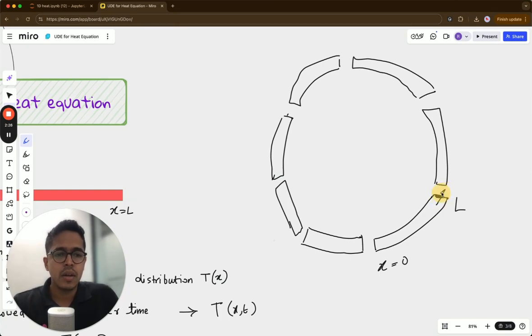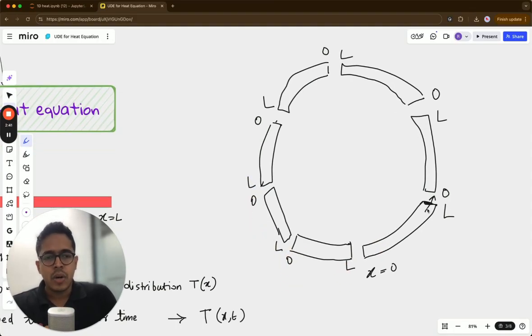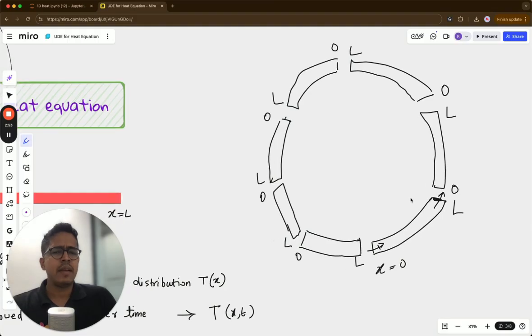it is going into this rod, and this is the X equal to 0 and X equal to L of this rod. This is X equal to 0, X equal to L, X equal to 0, X equal to L, and so on. So if you look at it, whatever is leaving at X equal to L is entering at X equal to 0. So this is called a periodic boundary condition. So whatever exits here should come back here effectively. It can be called a circular boundary condition or periodic boundary condition.